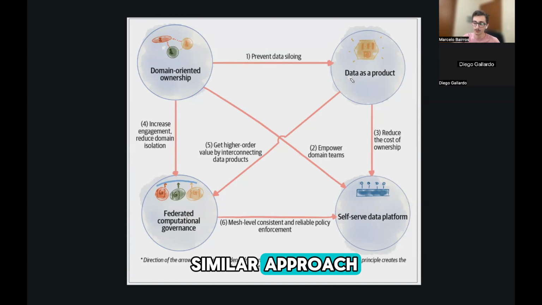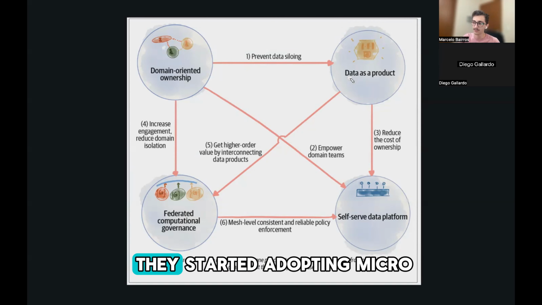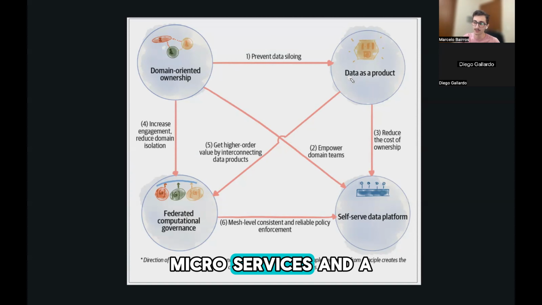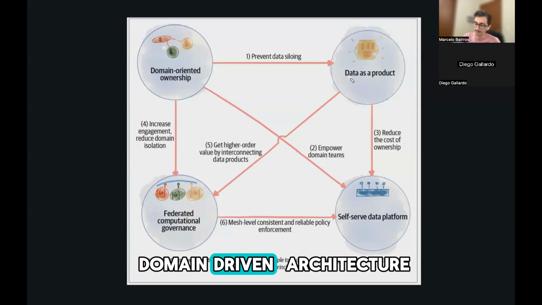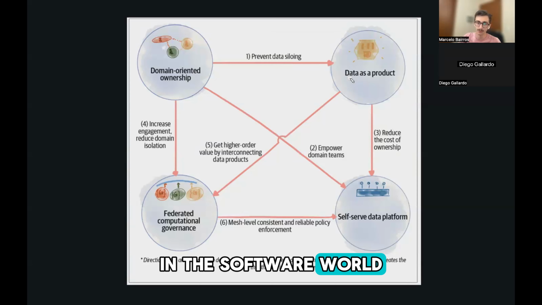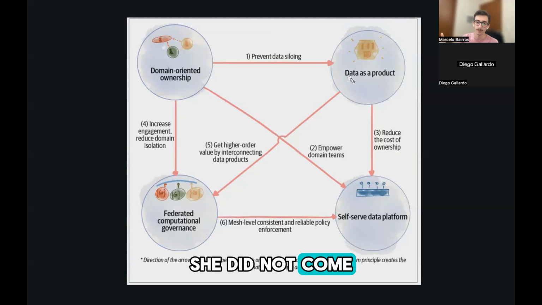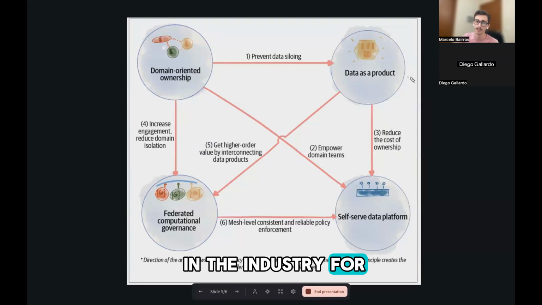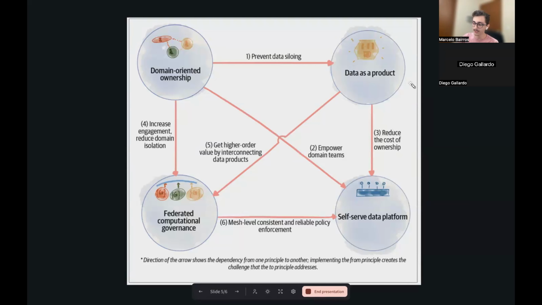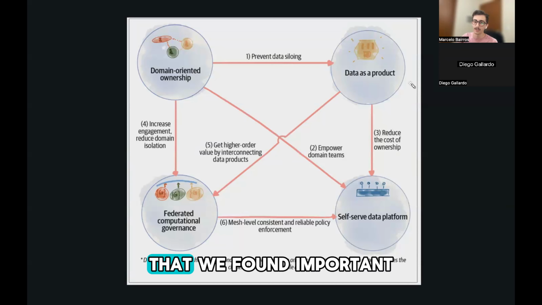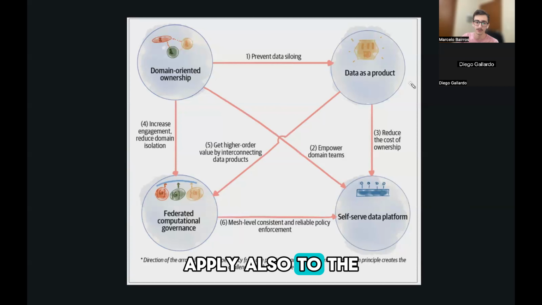And this is a similar approach as companies did when they started adopting microservices and a domain-driven architecture in the software world. The author is very clear to say that she did not come up with these concepts. She borrowed from software as she has been in the industry for many years. And so it turns out that the same separation of concerns that we found important in the software world apply also to the data world.